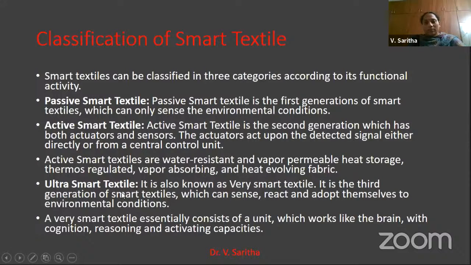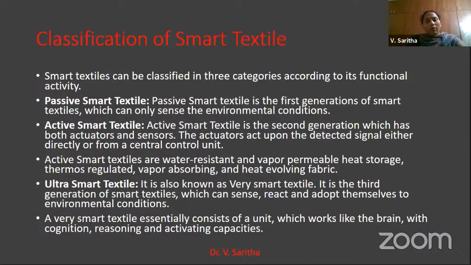Ultra smart textile, it is also known as very smart textile. It is the third generation of smart textiles which can sense, react, and adapt themselves to the environmental condition. See here, there are three cases. First one is sensing, and based on that sensed information, the user is going to act. That is nothing but the active smart textile. But in the case of ultra smart textile, what is happening is sensing, reacting, and adapting. All three are going to be done using the textile itself actually.